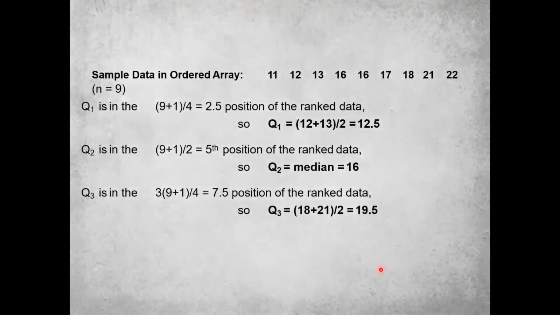So this is what we did. We took the data set, we calculated the Q1 position as 2.5. So we said that you take the average of the second and the third value, you get 12.5, and likewise you calculate Q2 and Q3.